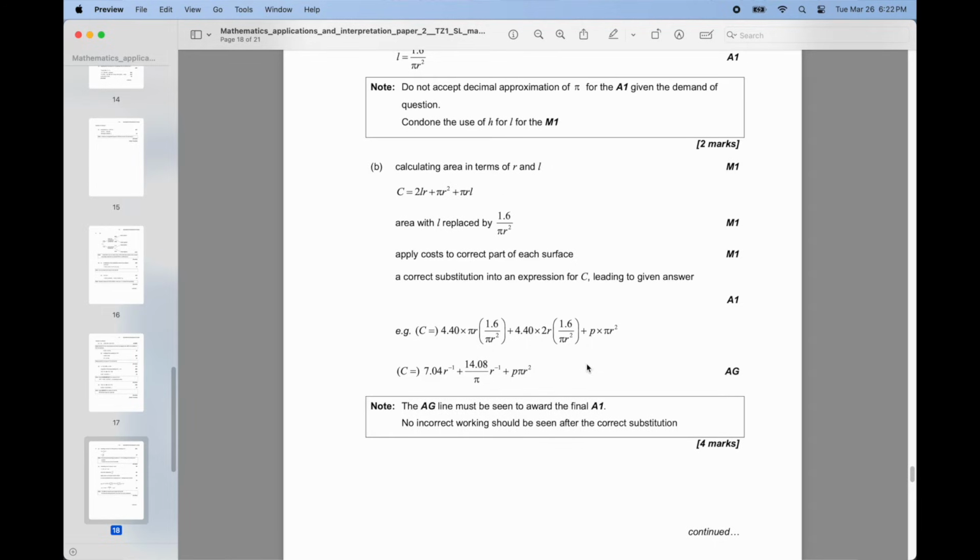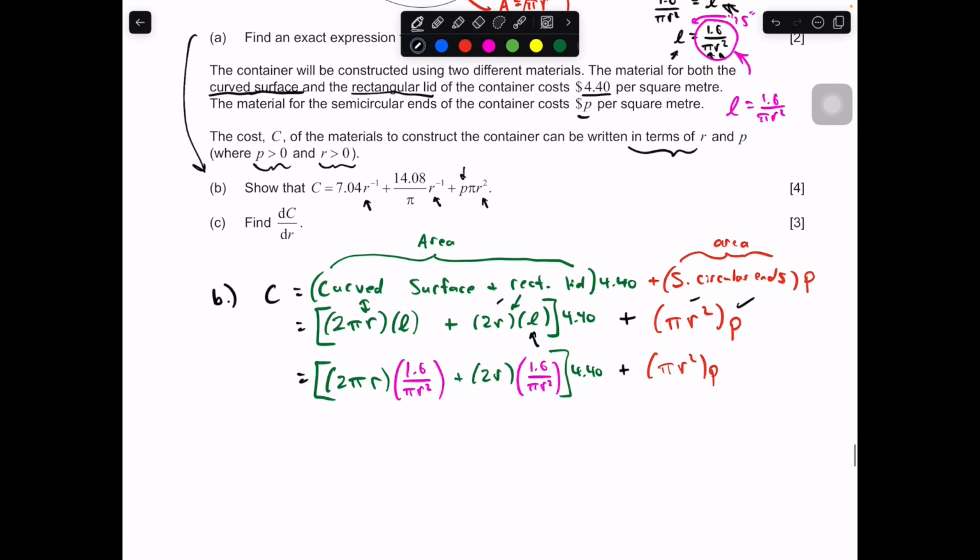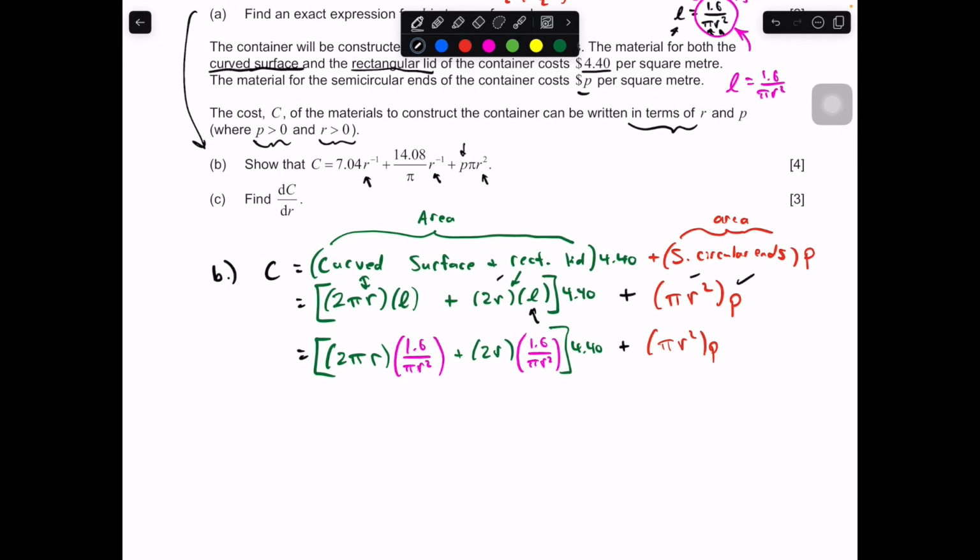Okay, let's go back to the document. So I don't think I'm actually going to expand this. Do I want to? No, that's okay. I think that's fine. After that, it leads to 7.04 r to the negative 1 plus 14.08 over pi r to the negative 1 once again plus p pi r squared. All right. Certainly a challenging question.